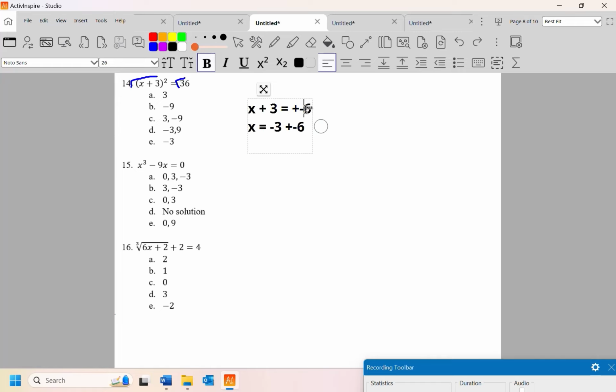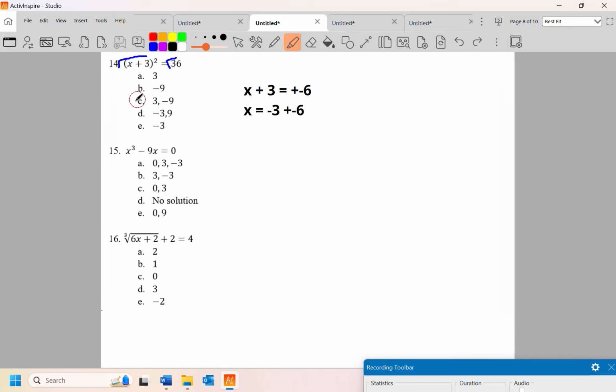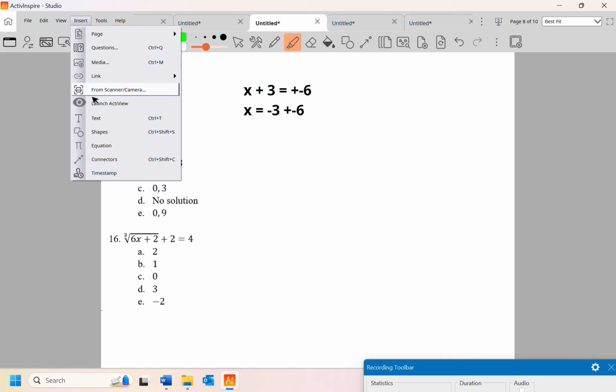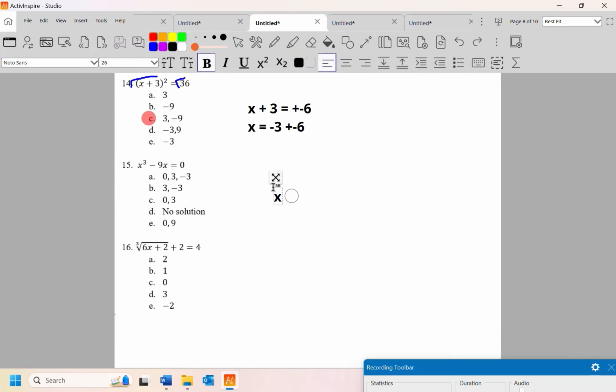I don't know why I'm saying -6, though, because I'm just being silly. -3 plus 6 is 3. -3 minus 6 is -9. Easy peasy lemon squeezy. 15 is a factoring problem. We pull an x from both pieces.